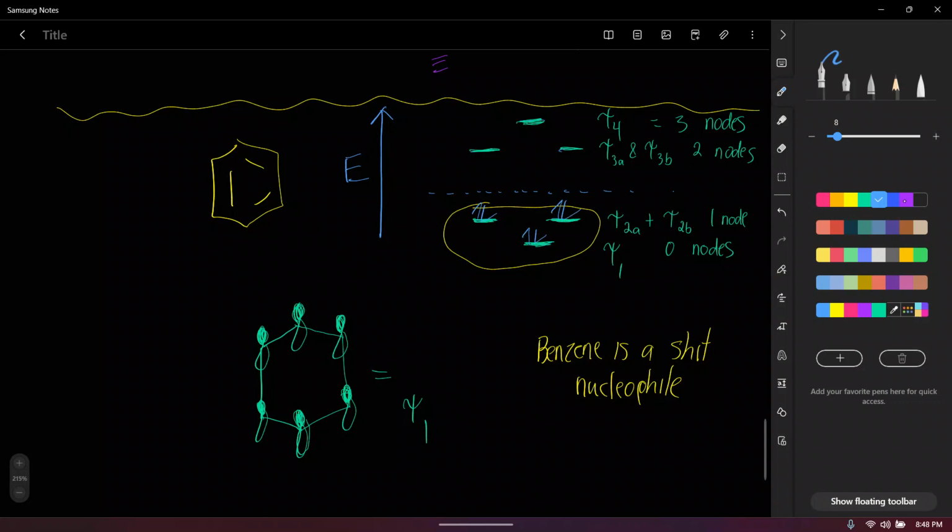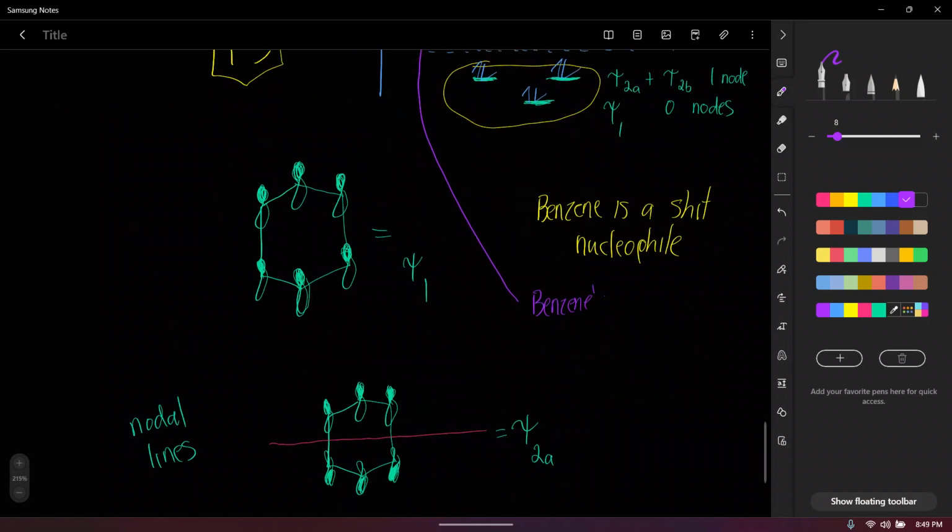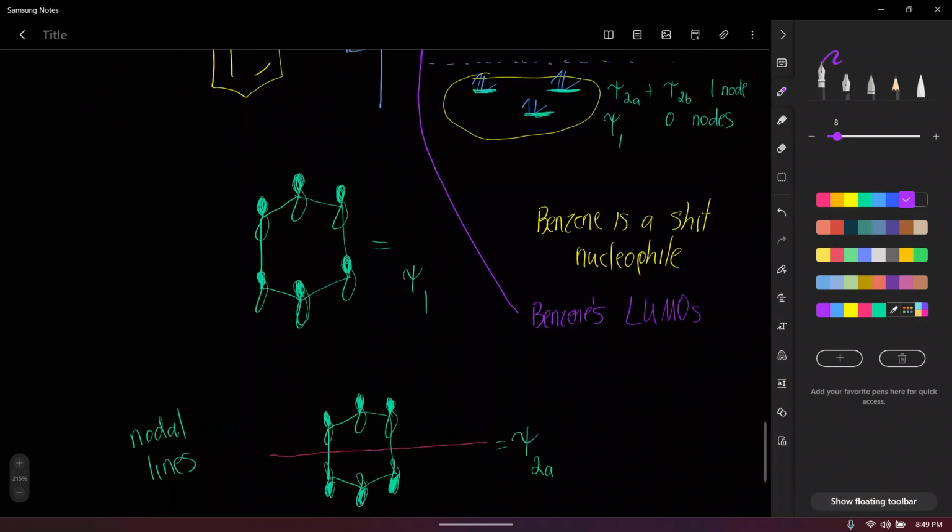Conversely, if you look at the lowest unoccupied molecular orbitals of benzene, so these ones right up here, these ones are substantially higher than the 0 point energy, meaning that benzene's LUMO, or LUMOs, because there's 2 of them, right? Benzene's LUMOs are very high energy, meaning they're unstable.